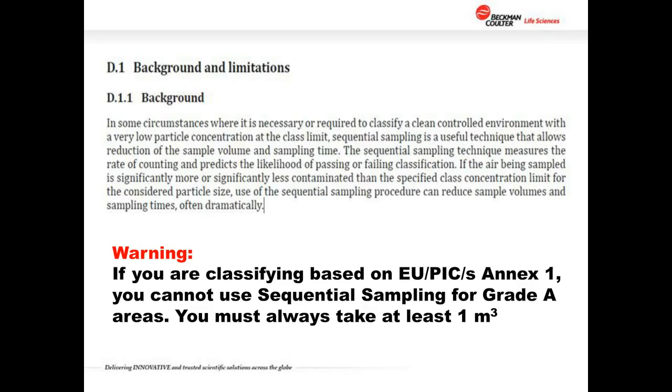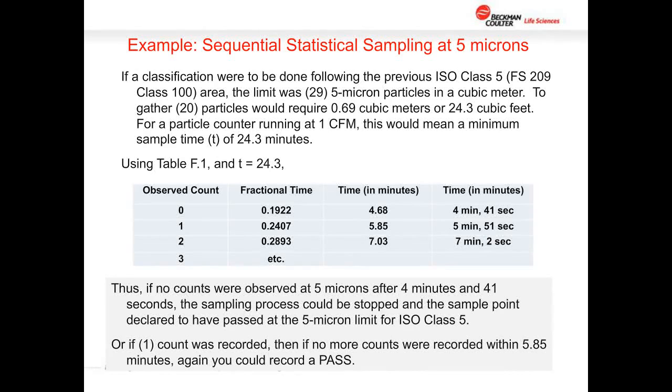It cannot be used for grade A because in the Annex 1, it very clearly specifies that you have to take a cubic meter of air. That's a demand in order to call something a grade A. If you don't take the full cubic meter or larger, then you cannot call it a grade A. So just be aware, if you've used this term for your area, grade A, B, C, D, you need to be mindful as to whether or not you can use sequential sampling at all. But just be aware, it's an alternate method and sometimes very useful.